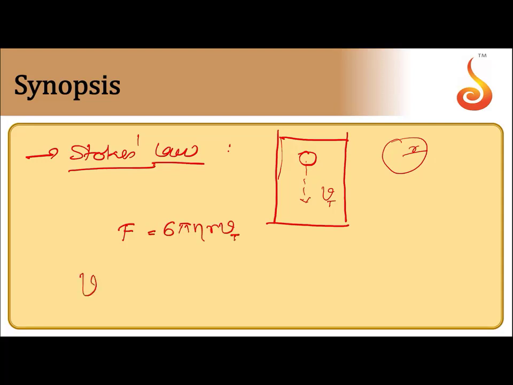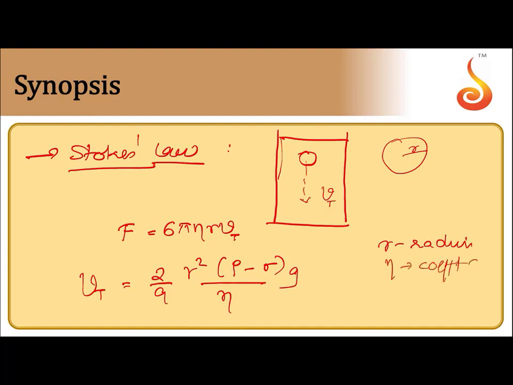And we can also find out what the terminal velocity is. That terminal velocity is given by 2 by 9 r square into (rho minus sigma) divided by eta into g, where r is the radius of the steel sphere, eta is the coefficient of viscosity of the liquid, rho is the density of solid, and sigma is the density of the liquid. Thus, we have terminal velocity as given by Vt is equal to 2 by 9 r square into (rho minus sigma) g divided by eta.